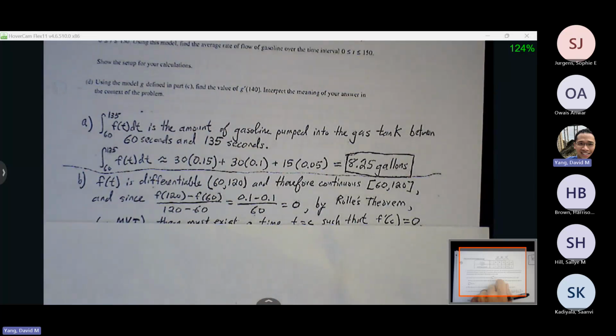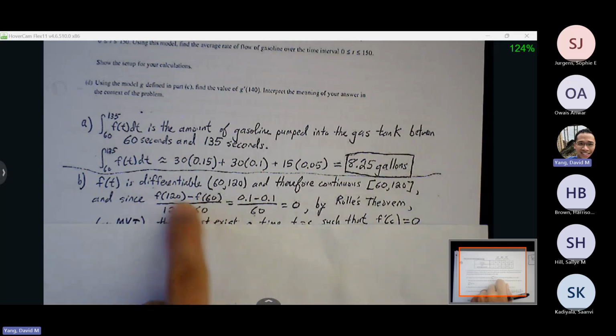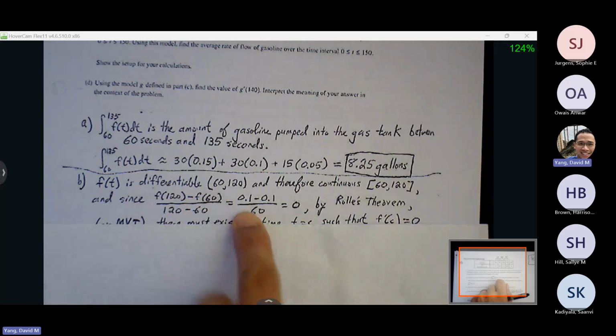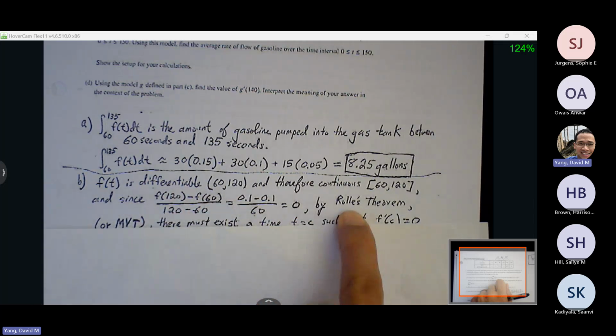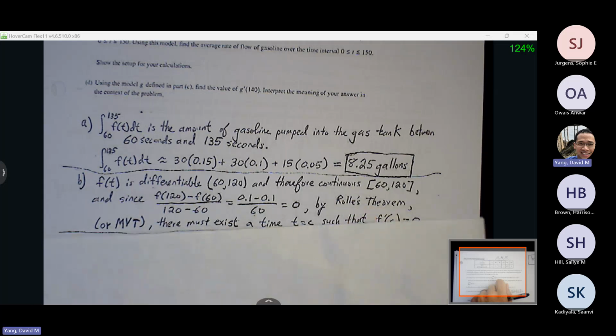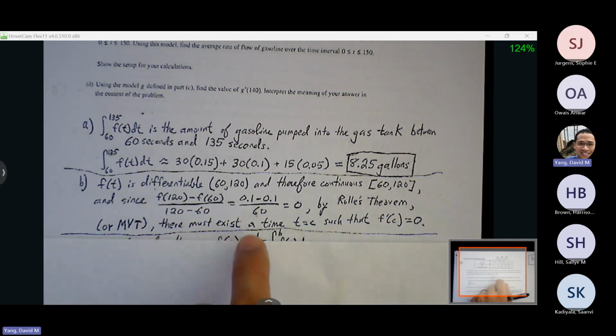You don't have to do units. Yeah, good question. So f of t is differentiable and therefore continuous. Parentheses with differentiability, brackets with continuity. And since we found 2 points that produce a slope of 0 by Rolle's theorem, you can also say mean value theorem, or MVT, that's fine as well. There must be a time such that f prime of c is equal to 0 in the time interval from 60 to 120.